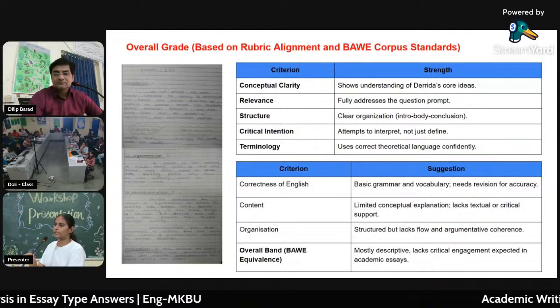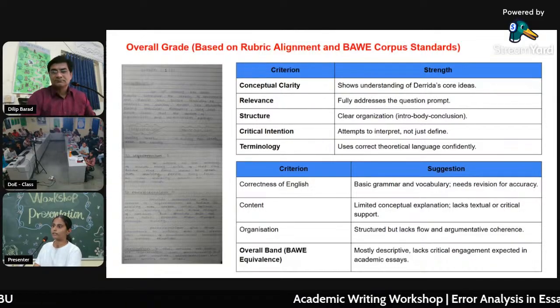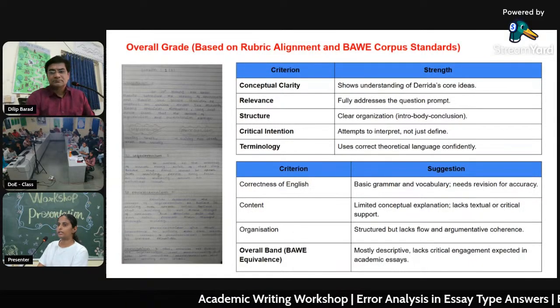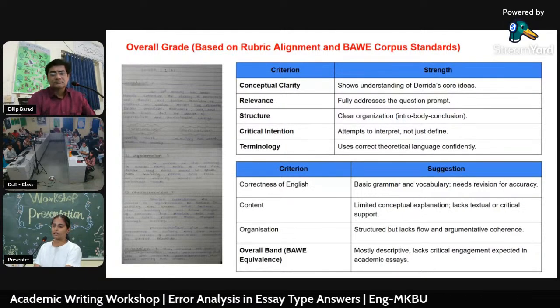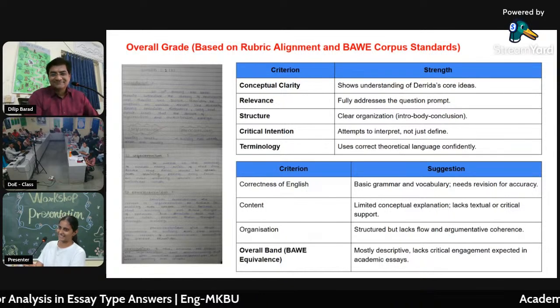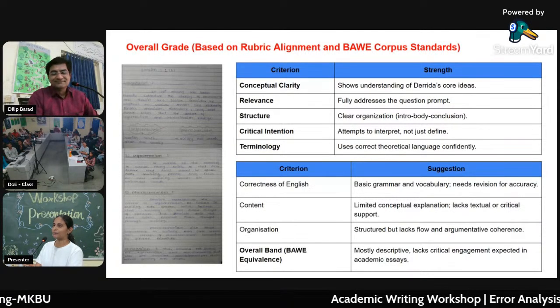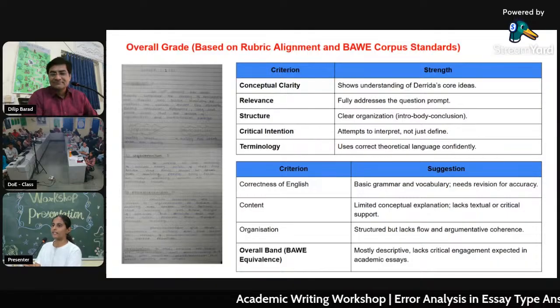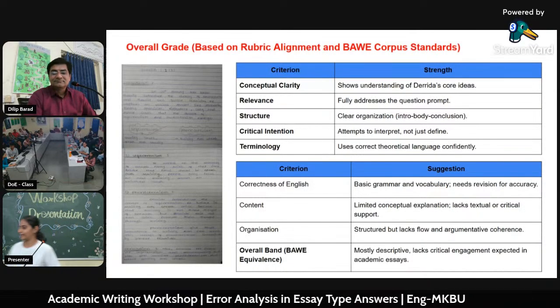Another activity was done about the word count. At that time I realized, I believed that 4 pages are enough to write a 10-mark question, but when I counted the words, I found that I required 5 pages to complete my answer. So this is from my side. I would like to invite Tanvi Mehra for further information.